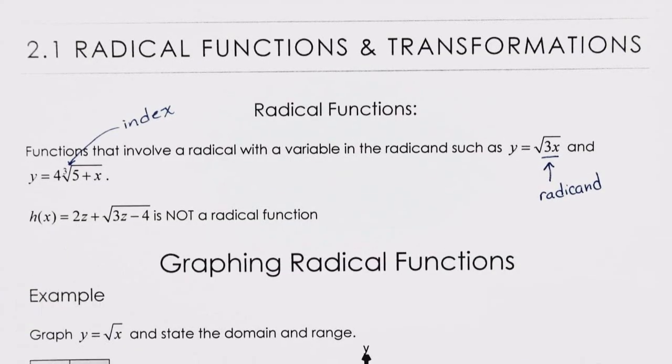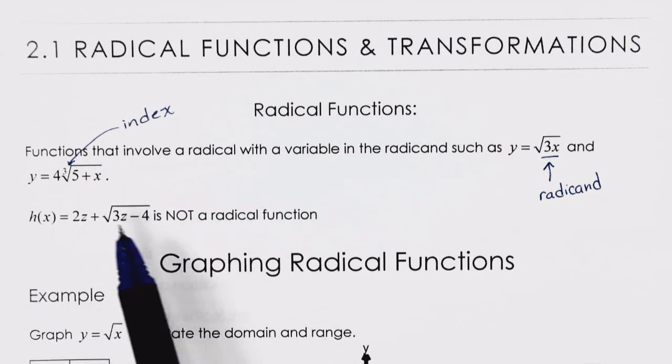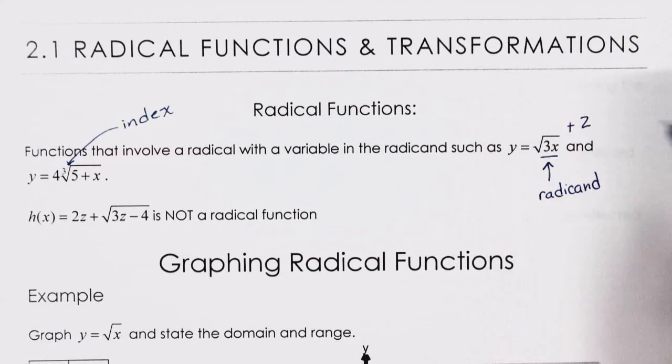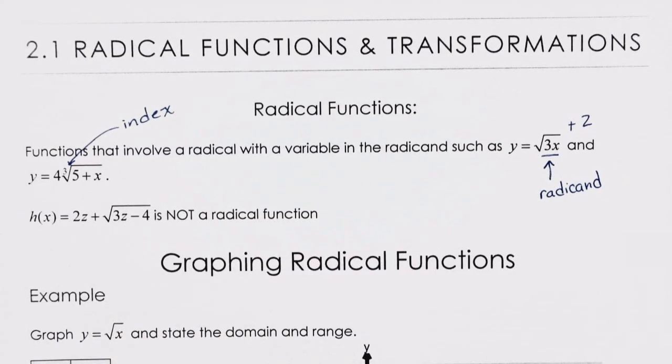This guy, not a radical function. Anybody know why? What's the difference between this one and this one? There's stuff outside, stuff added to it. That has a variable. That's the thing. You can add a number to it, easy peasy, and that's still a radical, but because this one has a variable in it, it's a no-go.